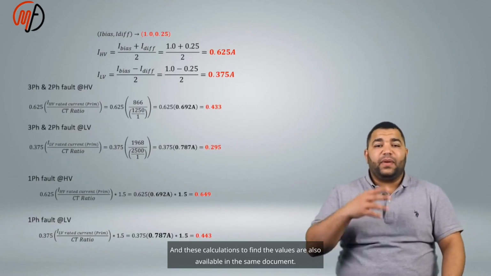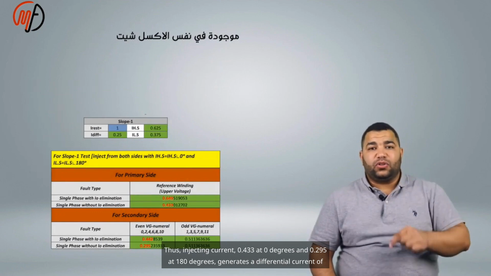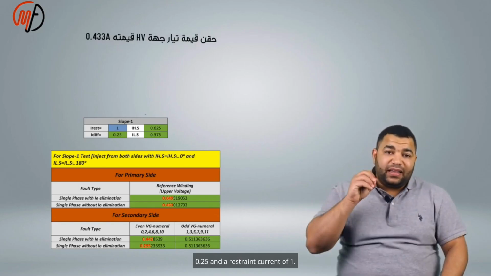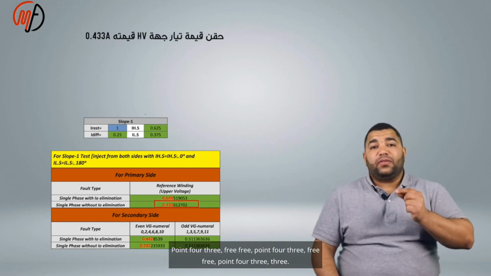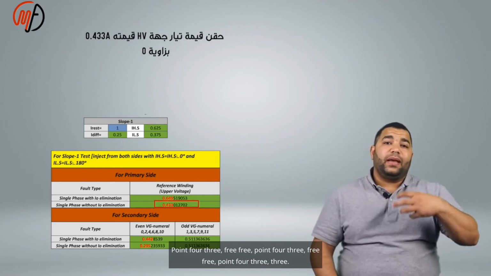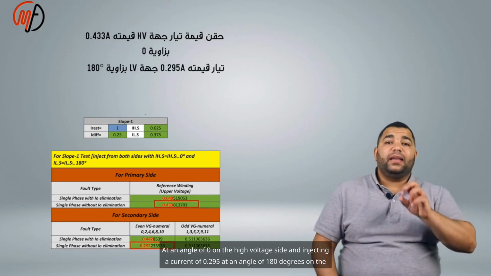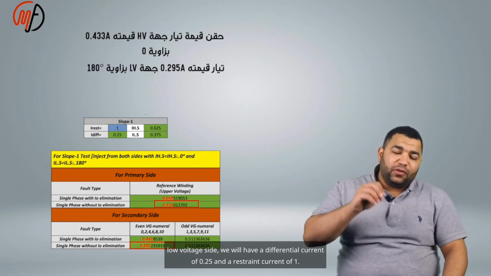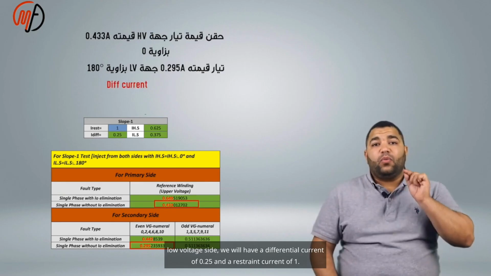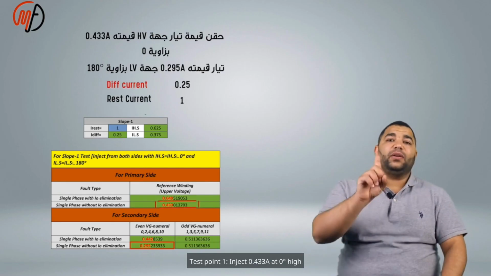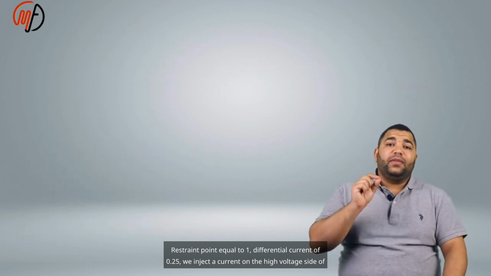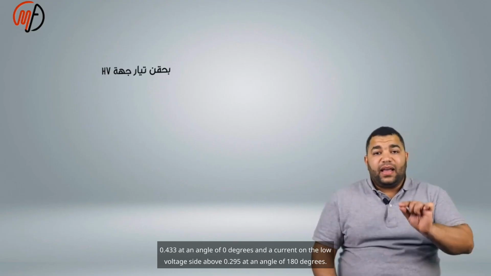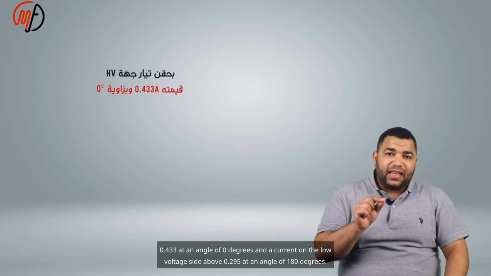Thus, injecting current at 0.433 at an angle of 0 degrees on the high voltage side and 0.295 at an angle of 180 degrees on the low voltage side generates a differential current of 0.25 and a restraint current of 1. Test point 1: inject 0.433A at 0 degrees on the high side, restraint point equal to 1, differential current of 0.25.